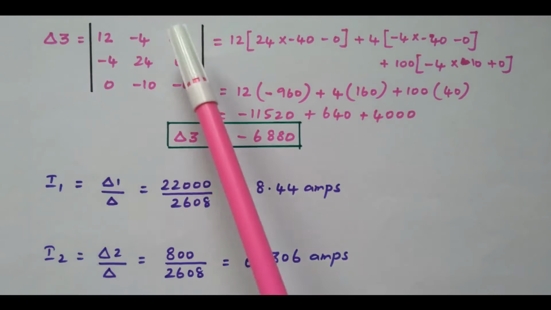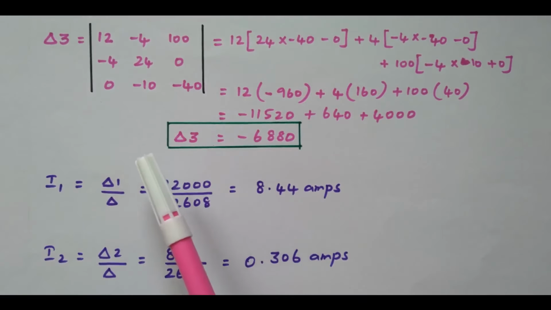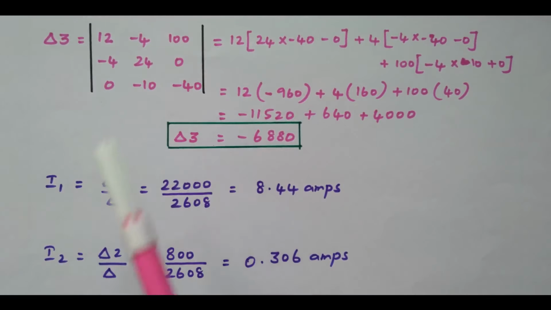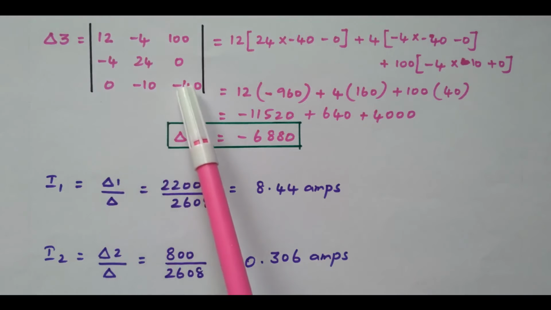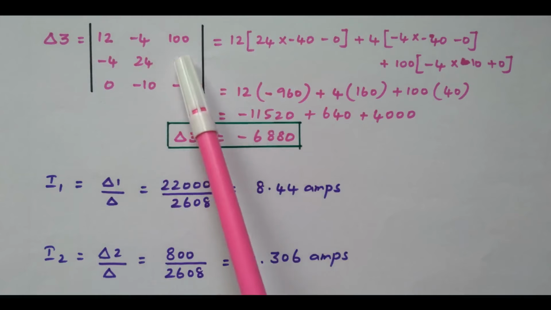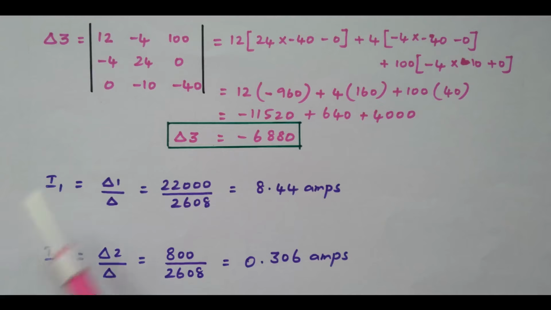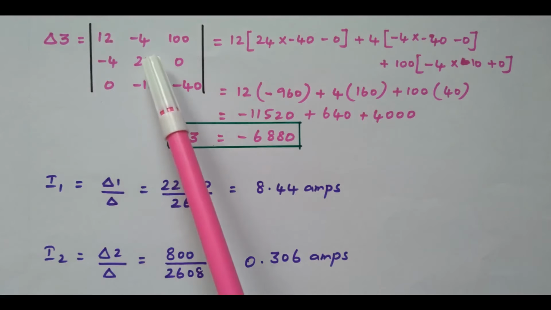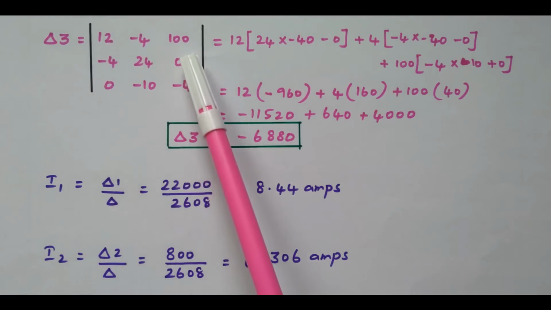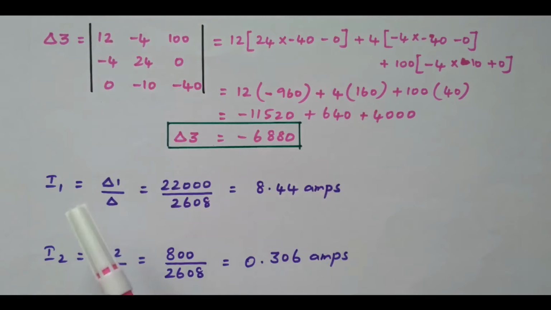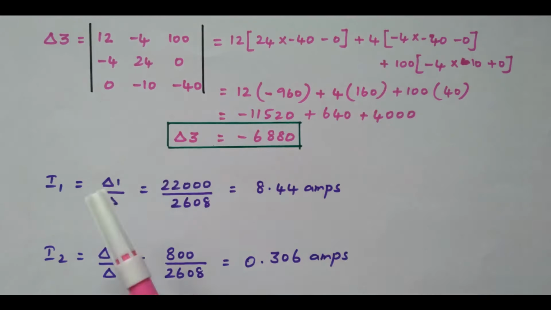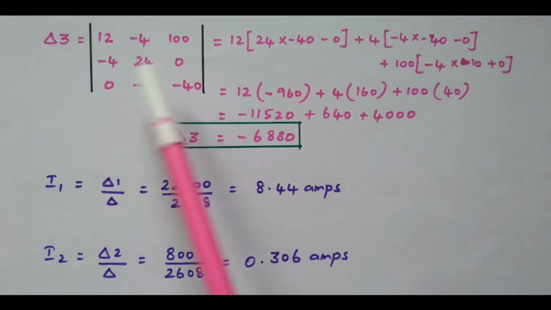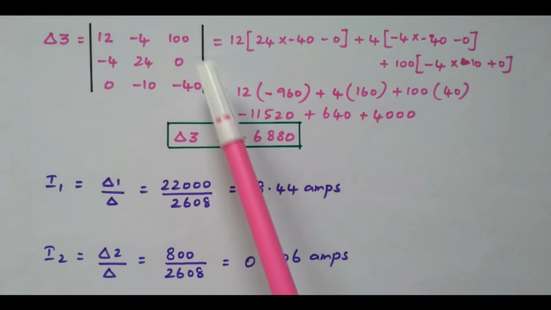So the delta 3 is nothing but third column is replaced by the voltage matrix. First column, second column as it is, third column is replaced by voltage matrix. Now we'll go to the determinant. 12 into 24 into minus 40. 24 into minus 40. Minus 0 into minus 10. That is 0. Right? 12, we need to take 12 multiplied by 24 into minus 40 minus 0 into minus 10. This is the first term. Second term, while taking second term, this negative, already one negative is there, so it becomes positive. While taking second term, we need to multiply these two. Minus 4 into minus 40. Minus these two 0, so automatically 0.